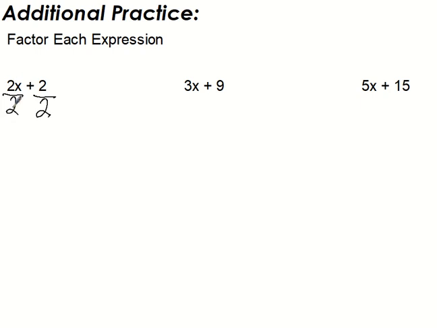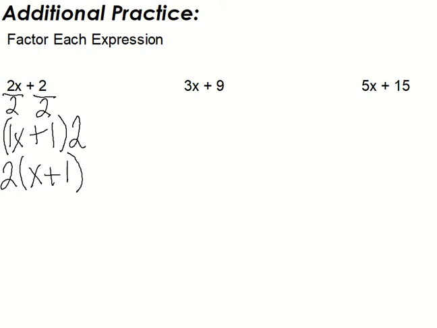If I divide 2x by 2, I get 1x. And if I divide 2 by 2, I get 1. And then what I'm going to do is put that in parentheses and multiply by the 2 on the outside. Another way you can write it is the 2 on this side. This is more common. So I took that 2 I divided by and put it on the outside of the parentheses.